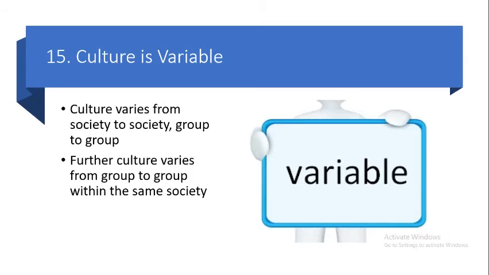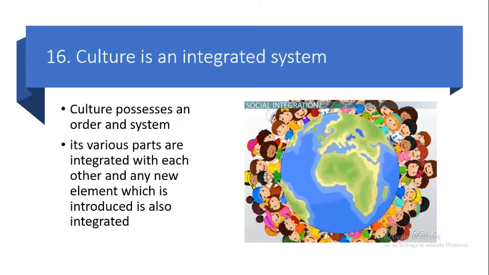The fifteenth is culture is variable. Culture varies from society to society, group to group. Hence, we say the culture of India or England. Further, cultures vary from group to group within a society, which are both related to the general culture of the society and yet distinguishable from it. These are called subcultures.